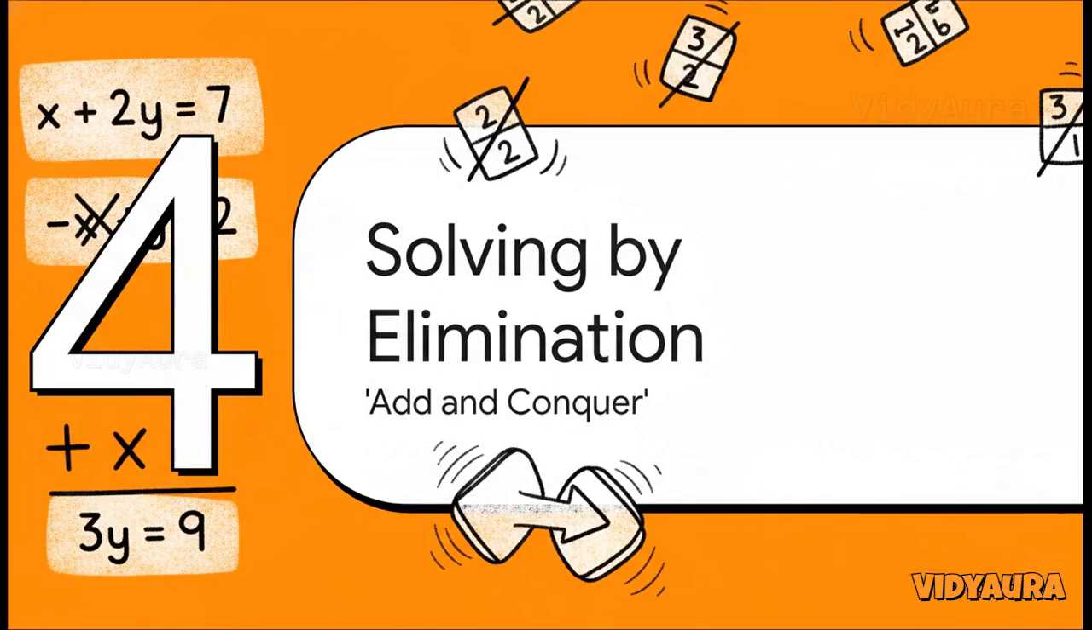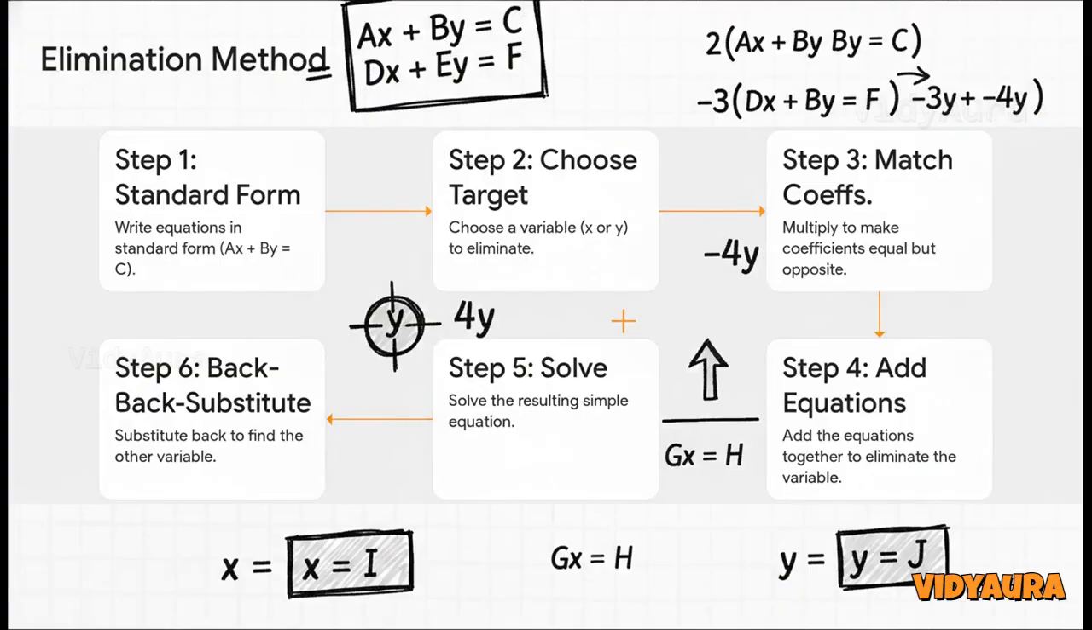Okay, let's shift gears and check out section 4 and our second powerhouse method, elimination. You know, sometimes substitution can get a little messy, especially with fractions. Elimination is this wonderfully clean, often faster alternative where the goal is to just add the two equations together and make one of the variables completely vanish. This strategy here is really direct. First, get your equations lined up nice and neat. Second, pick your target. You're either going to get rid of x or get rid of y.